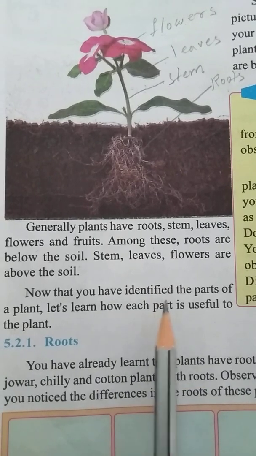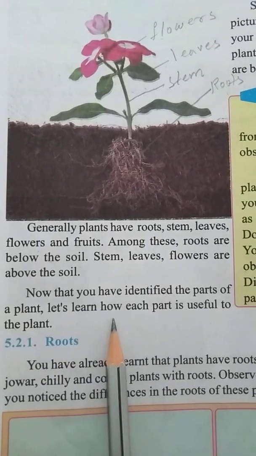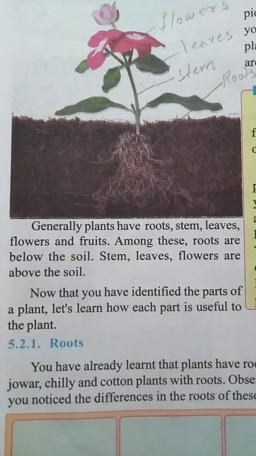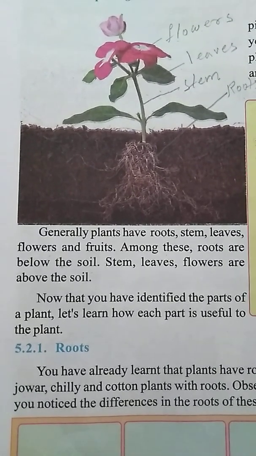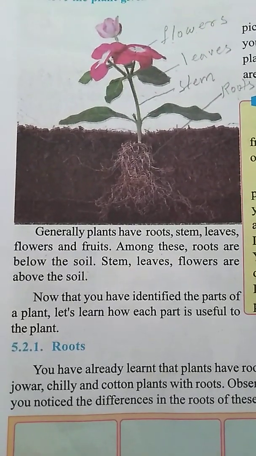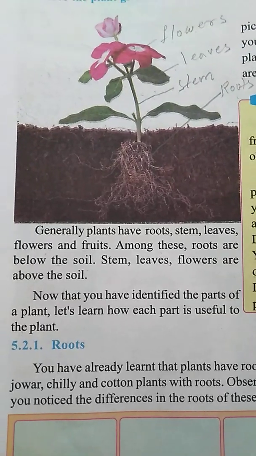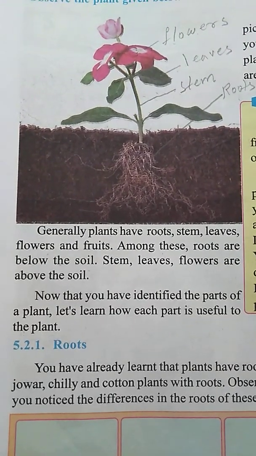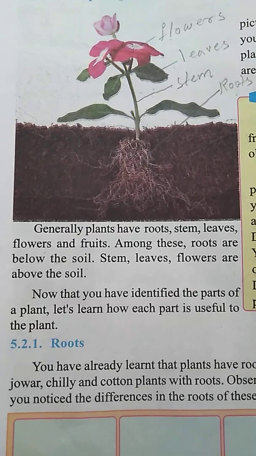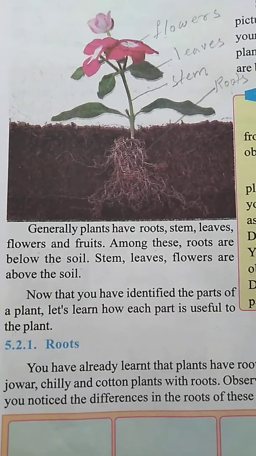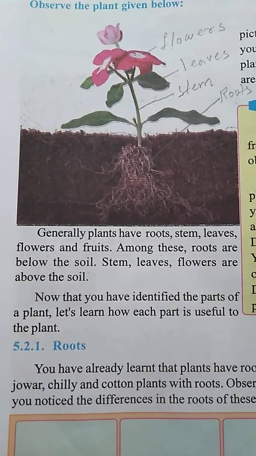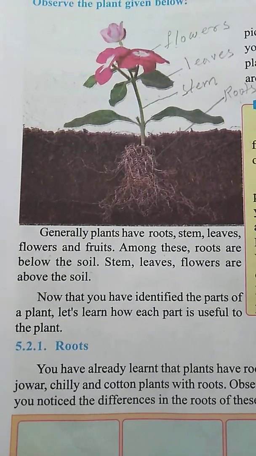Now that you have identified the parts of a plant, let's learn how each part is useful to the plant. In our human body also we have different parts. Just now I told you every part of our body is useful to us in different ways. Now tell me, our eyes help us to what? Yes, they help us to see. Nose helps us to smell. Hands help us to write and do the work. Legs help us to walk, play, run and stand. Tongue helps us to talk.